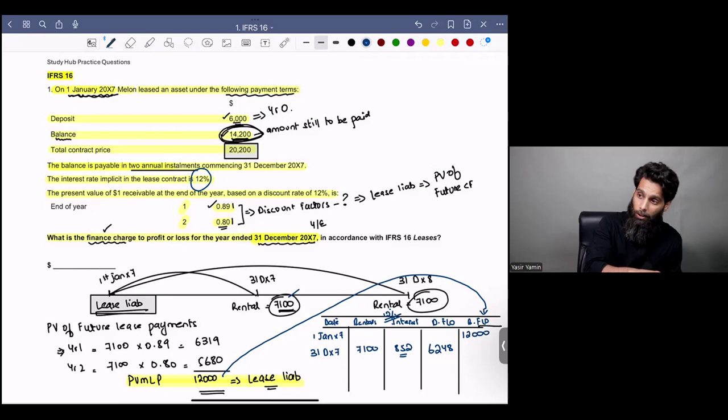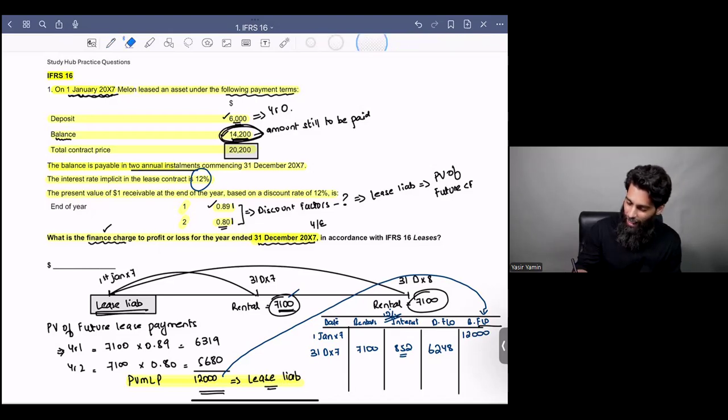I feel this is not the correct amount. I feel maybe somebody has calculated 7,100 into 12%. No, no. You do not calculate interest based on the amount that you have paid. You calculate interest based on the amount that you haven't paid. So you were to calculate lease liability on 12,000, right? So 12,000 into 12% would be 1,440.